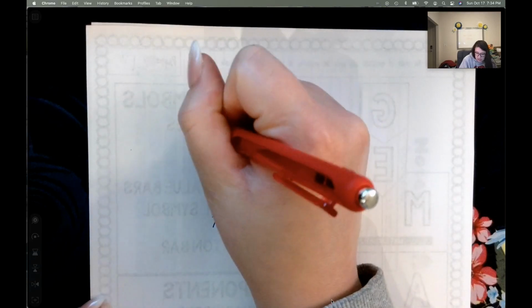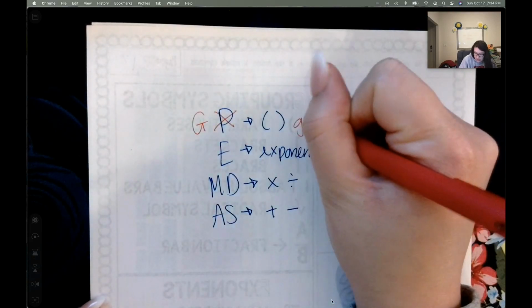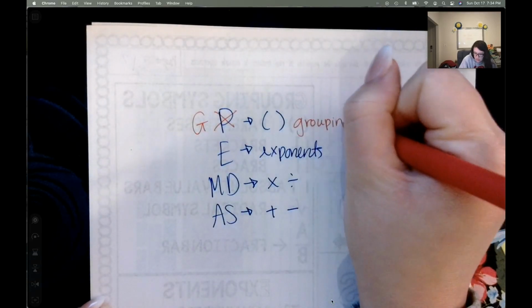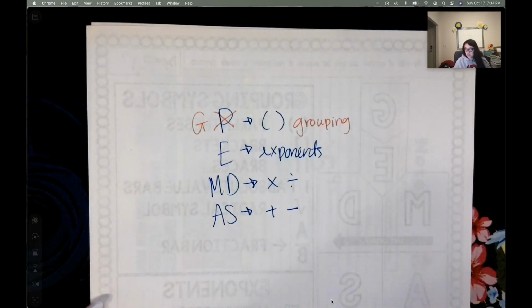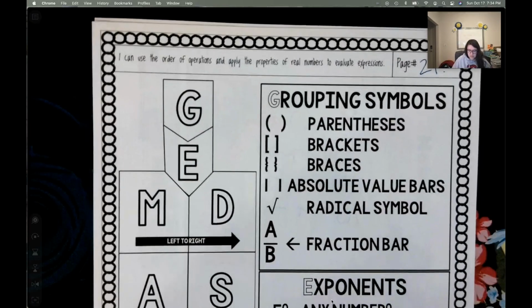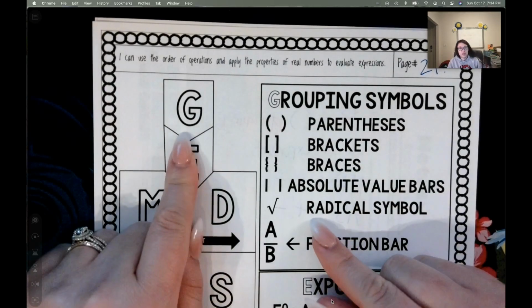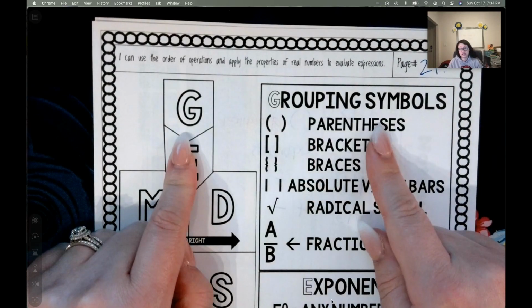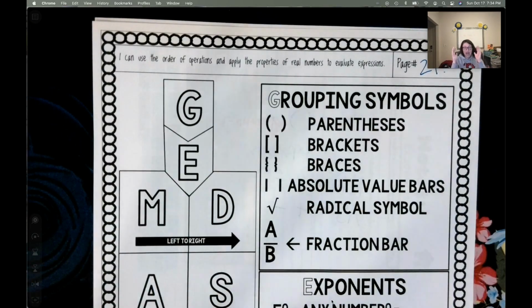We don't like to do PEMDAS in middle school. We like to do GEMDAS, where the G stands for grouping. And I'm going to show you on the notes what I mean when I say grouping. So we're going to try to get rid of PEMDAS. We're going to be thinking about GEMDAS now, okay? GEMDAS. So the G, like I said, stands for grouping symbols. This means that I have this group of stuff that I have to do before I can do everything else.